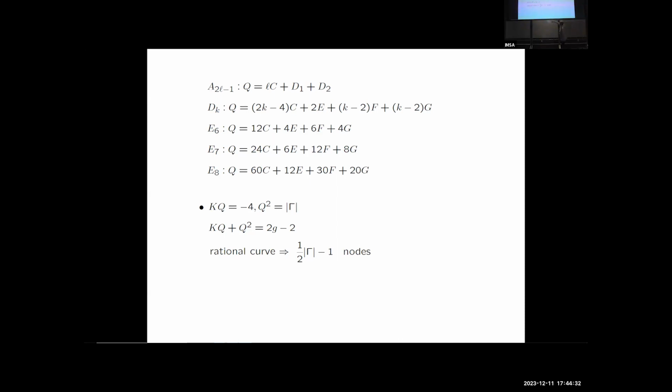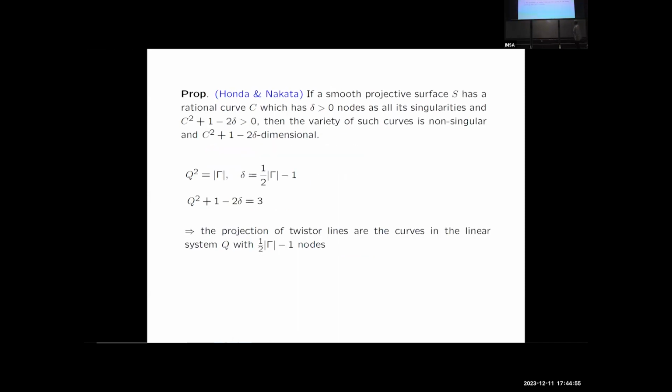So now we need the adjunction formula, so that K.Q plus Q squared is 2g minus 2. And we know we've got a rational curve, that's projecting basically a rational curve. And so we deduce that it's got a lot of nodes. We didn't know in advance that this was going to give us a nodal curve, but it does. And so what can we say here? Well, I'm quoting a theorem here.